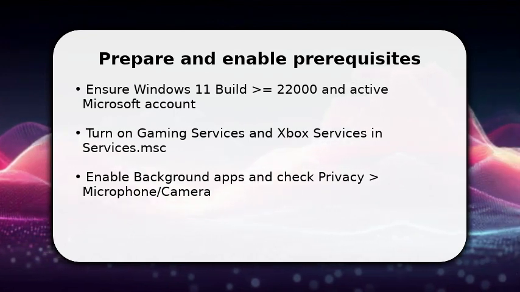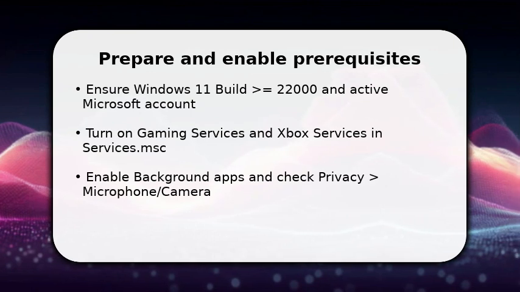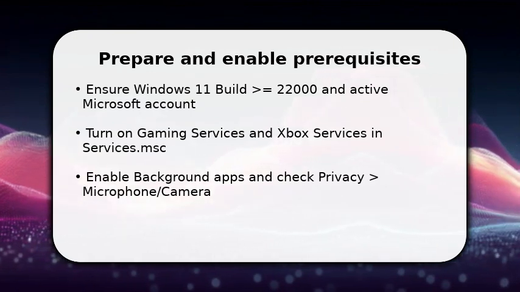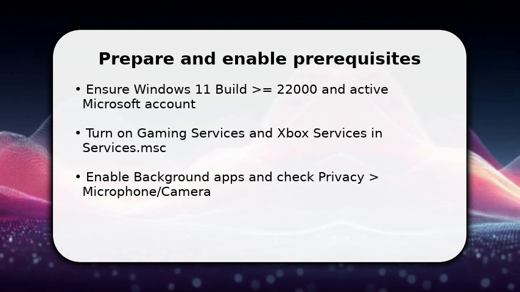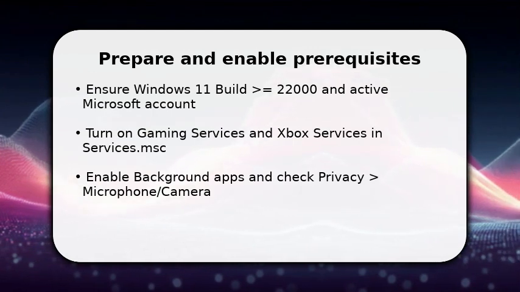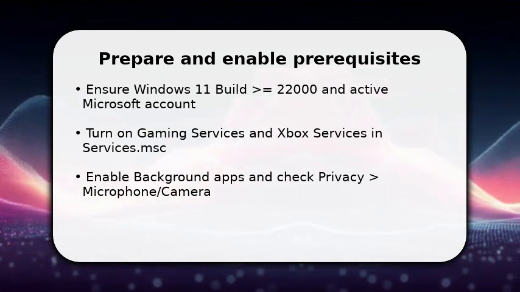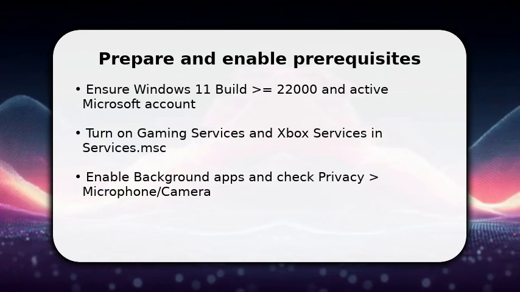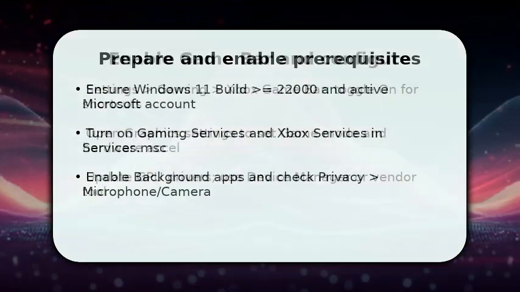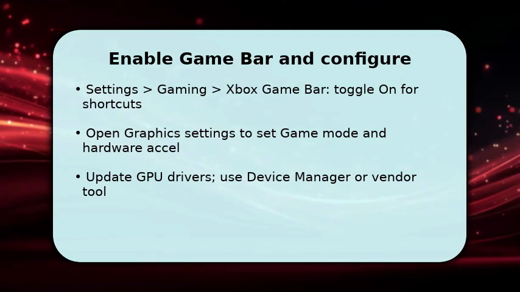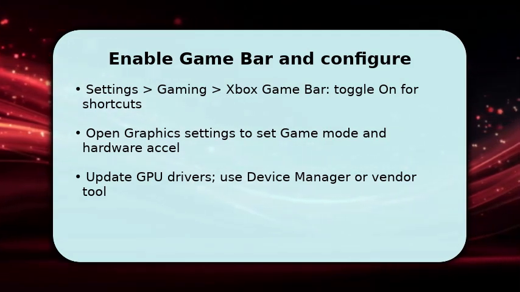Once done, go to Settings, Privacy to allow microphone and camera, and Settings, Apps, Background Apps to permit Game Bar. Without these, captures and overlays will fail even if the UI appears. Now enable the Xbox Game Bar in Settings, Gaming so shortcuts like Win+G are active. You need that to open overlays.